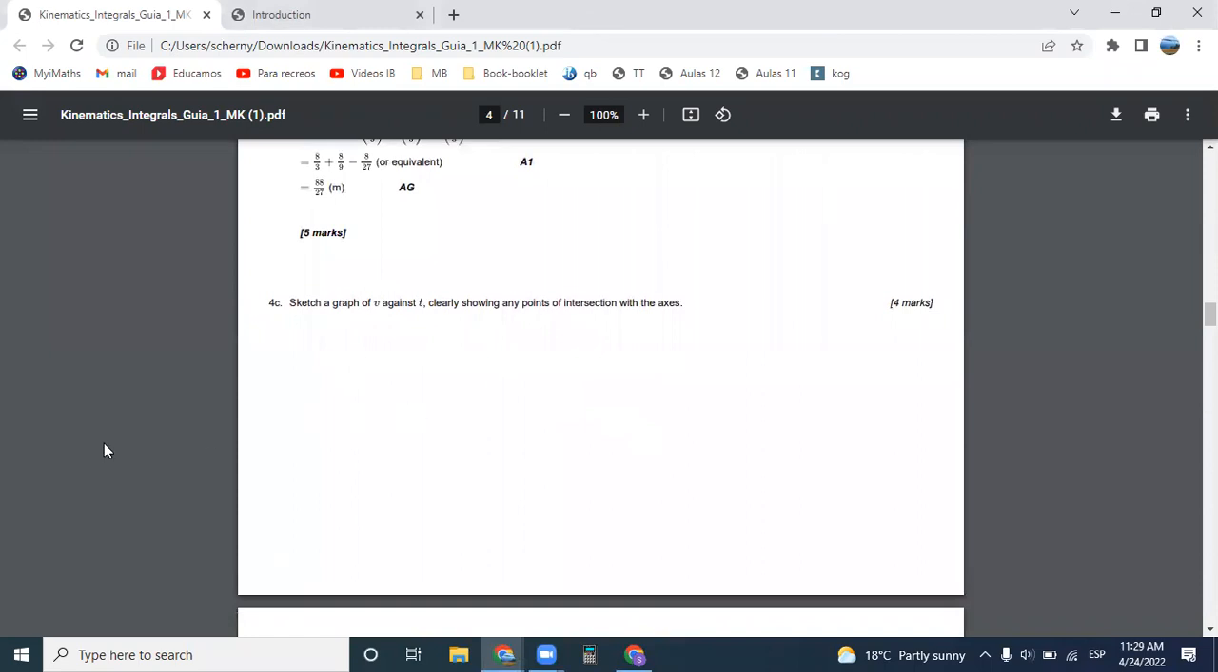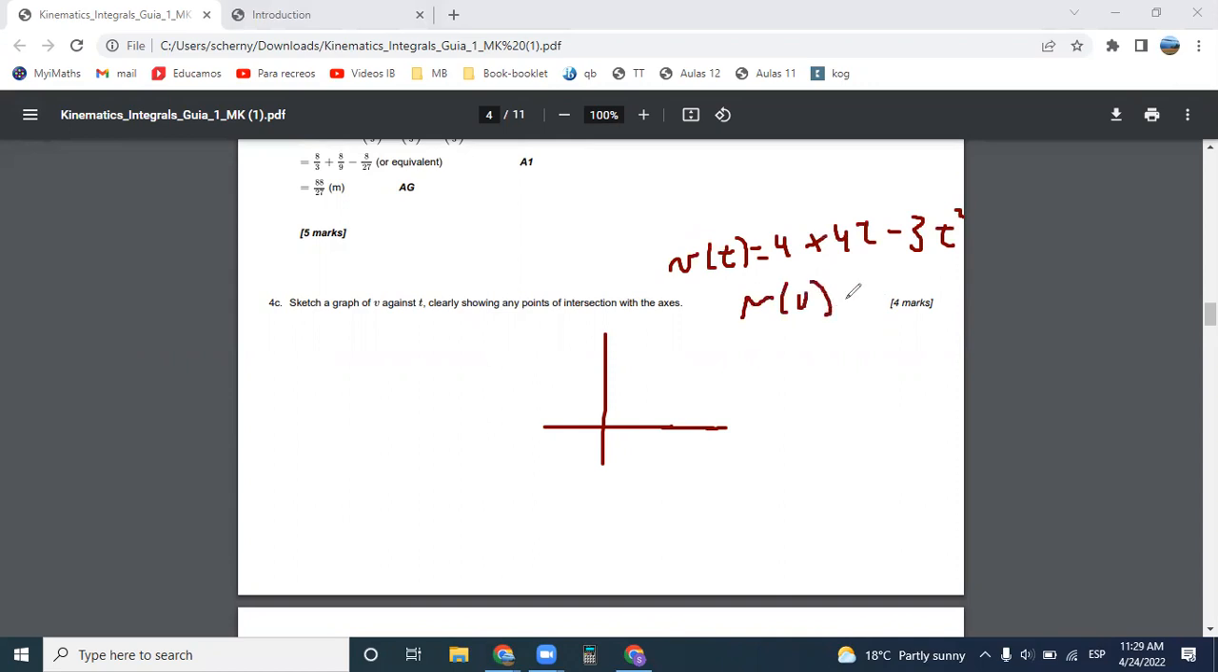Sketch a graph of v against t, clearly showing any point of intersection with the axis. So first of all, the function was v of t is 4 plus 4t minus 3t squared, from 0 to 3. So the only important things are from 0 to 3. Let's find v of 0, v of 1, v of 2, and v of 3, just to put some points.